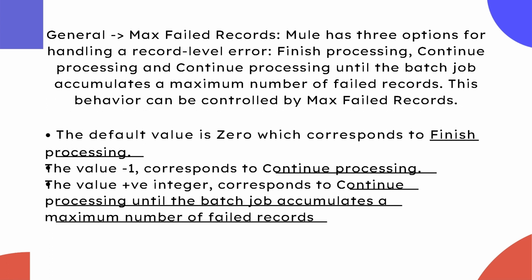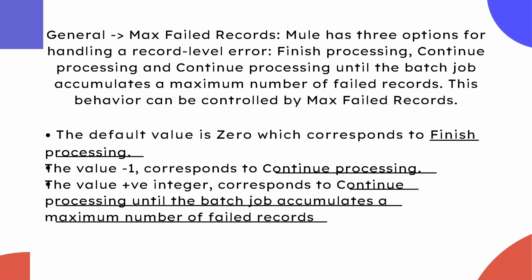Now let's say the value is -1, so it corresponds to continue processing. Even if anything fails, it will not stop. It will continue processing all the records, and in the end it will print a summary of how many records failed and how many were successfully processed.